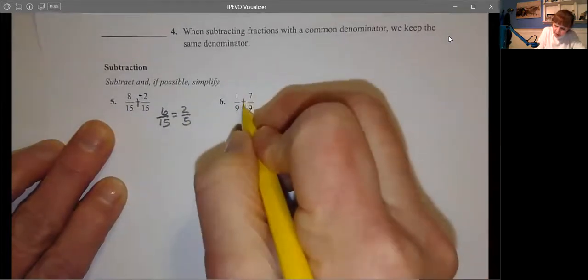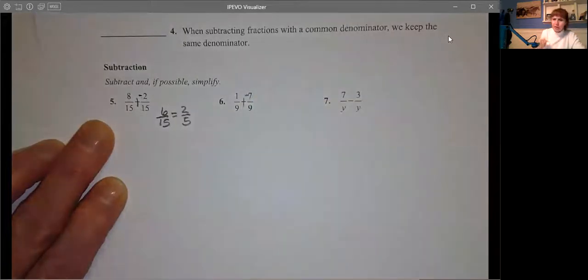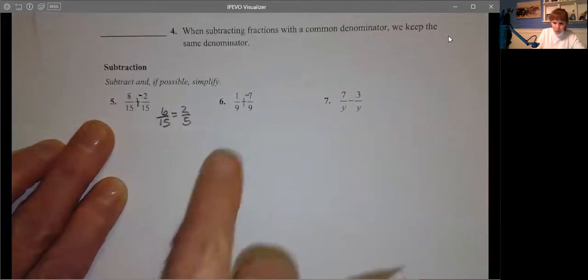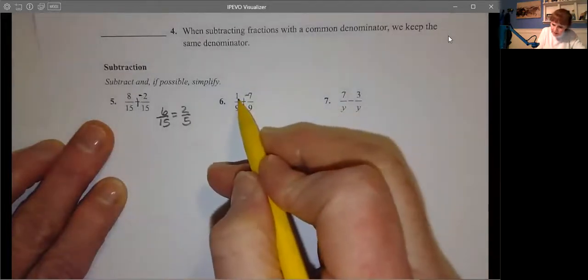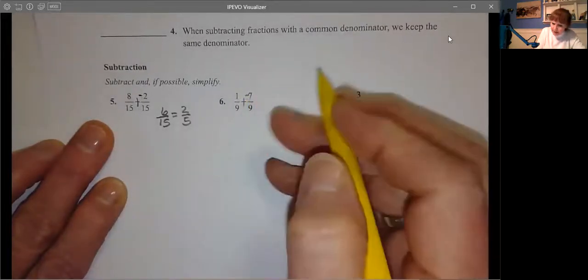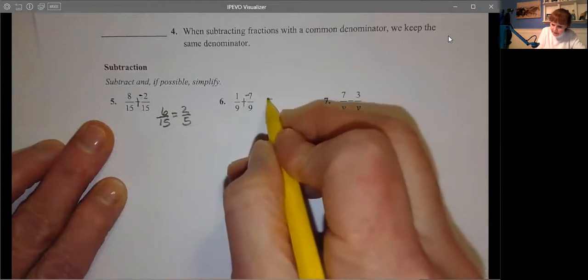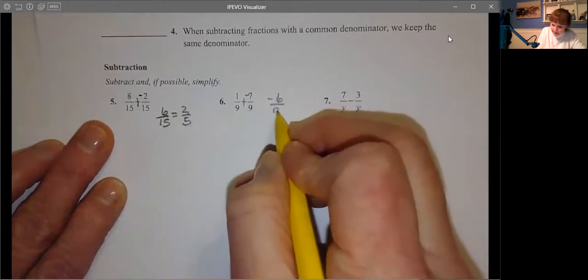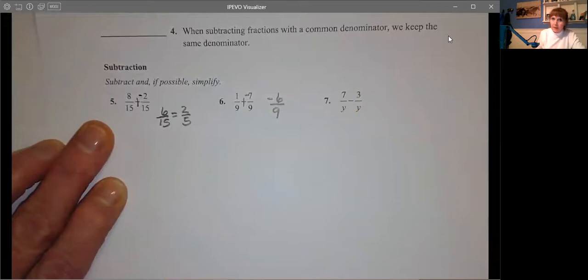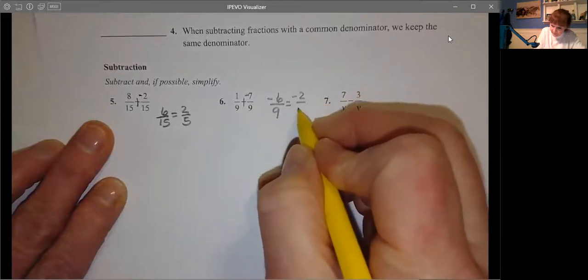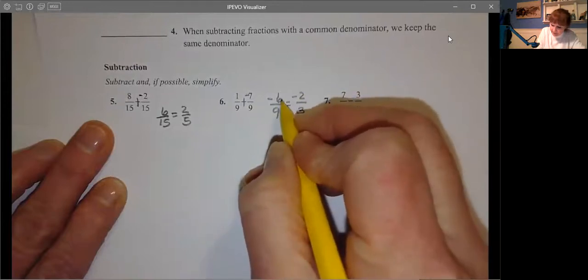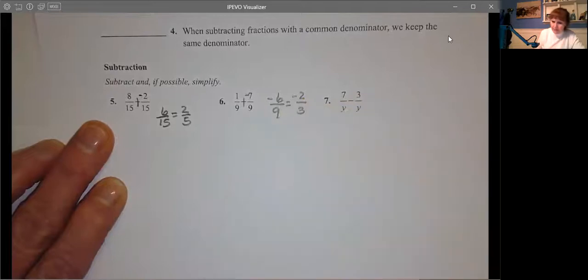Here, plus a negative, so it's just like the last section, just this one little step right here. So we have 1 plus a -7 is -6/9. And then obviously you have to reduce it because 3 goes into both of them. Divide by 3, divide by 3.